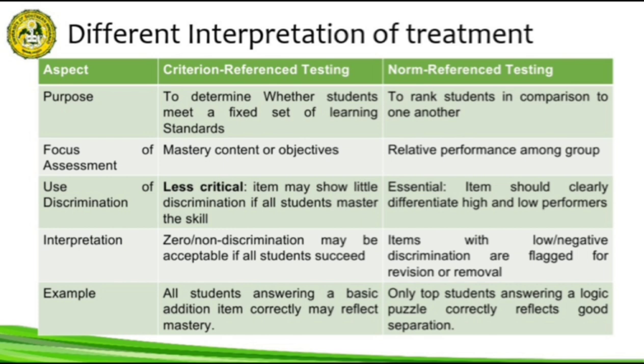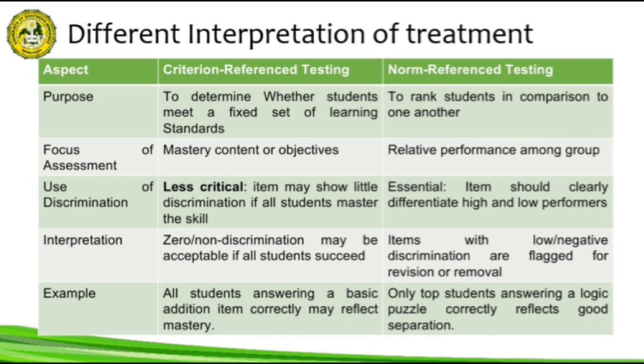So in the aspect of interpretation, zero or non-discrimination may be acceptable if all students succeed. So kumbaga here, kung lahat nakatama or equal yung sa upper and sa lower group, that means ang focus niya is na-achieve nila yung learning standard or yung objectives. So na-master nila yung content, kaya naga-favor siya or acceptable ang zero non-discrimination.